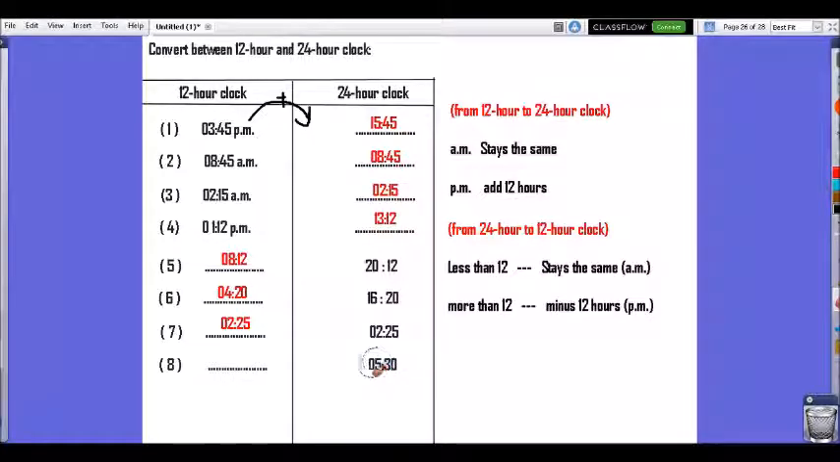5:30 is going to stay the same because it's less than 12, which means that it's AM.